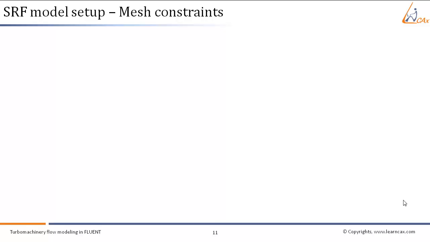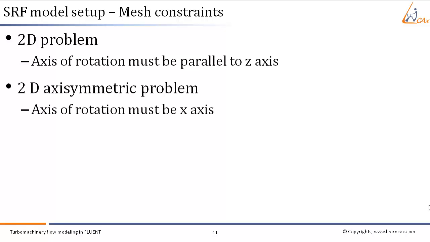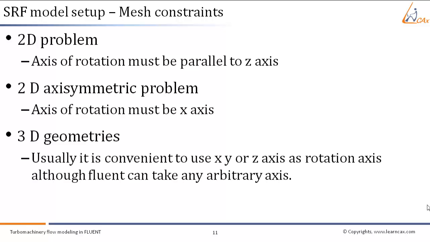There are some mesh constraints when you are setting up a problem involving moving reference frame approach. For a two-dimensional problem, the axis of rotation must be parallel to the z-axis. For a two-dimensional axisymmetric problem, the axis of rotation must be the x-axis. For three-dimensional geometries, you should generate the mesh with a specific rotational axis in mind for the rotating cell zones. Usually it is convenient to use the x or the y or the z axis, which are the standard Cartesian axis, but ANSYS Fluent can also accommodate arbitrary rotational axis.